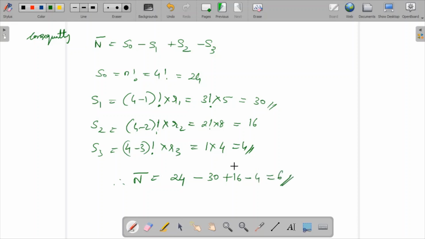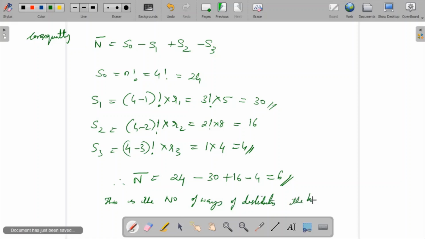So this is the number of ways of distributing the fruits under the given condition, under the given constraint. So these are the concepts regarding the different types of problems based on the rook polynomial. Thank you.